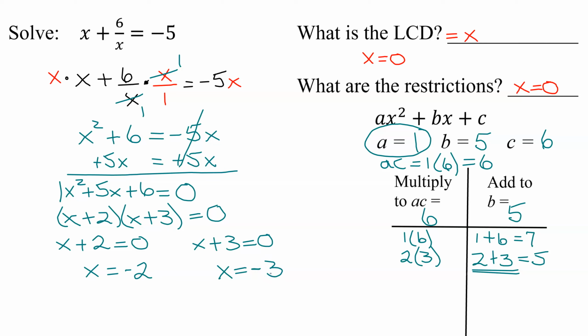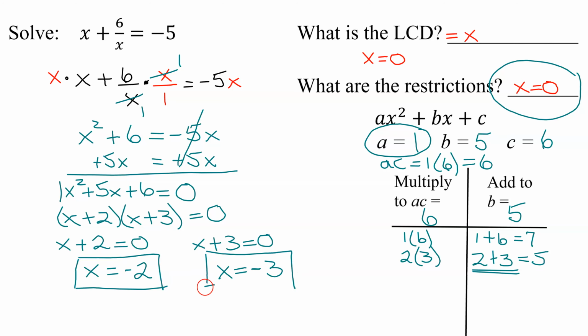Are we done? No, we have to check it against our restrictions. Is 0 one of my solutions? No. Neither x equals -2 or x equals -3 is a restriction. So these are two solutions to my equation. If you want to double check it to make sure you've got it totally correct, you plug -2 into every x in the equation and see if you get a true statement. Repeat the process when x equals -3.